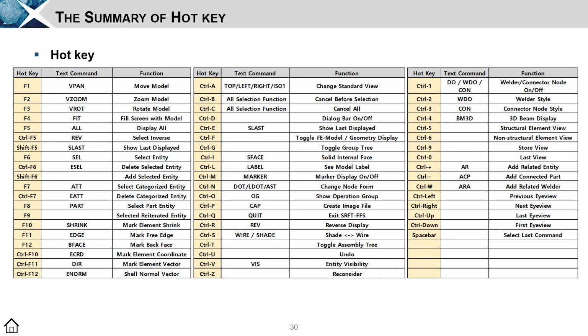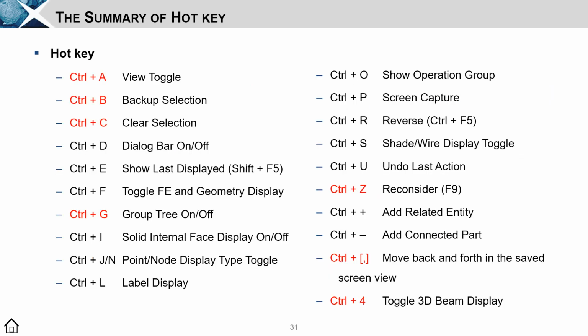This is the shortcut summary table. You can perform various functions from the function key or the combination of the control key and the alphabet key. Let me explain the shortcut commands that are frequently used and useful.